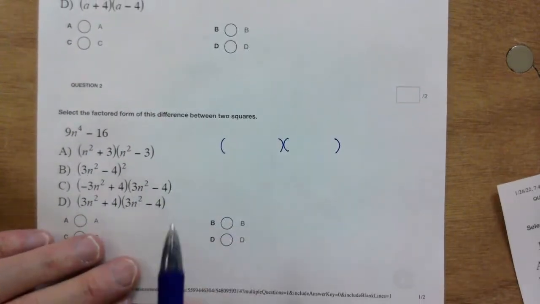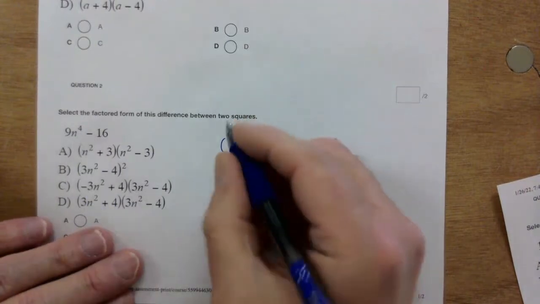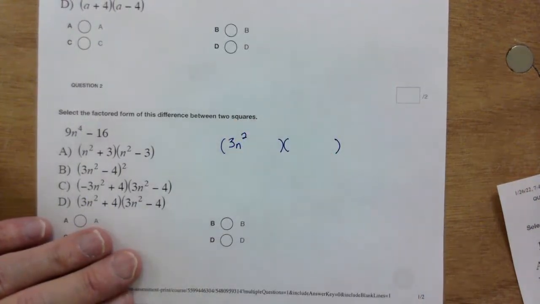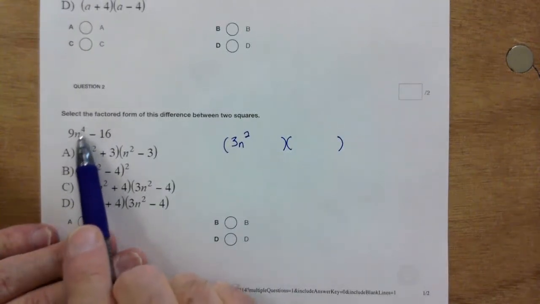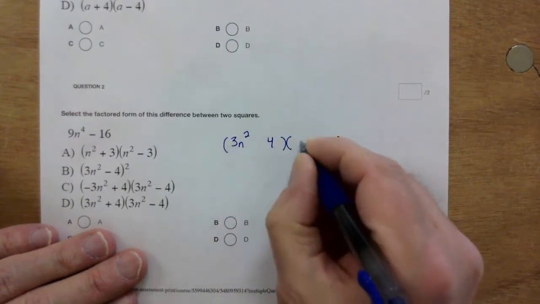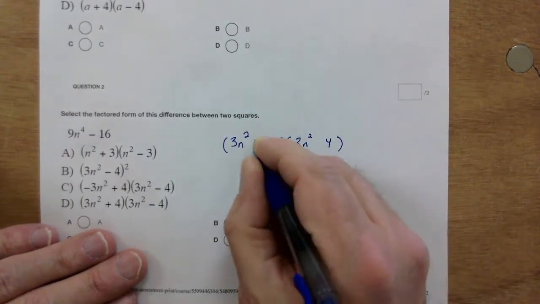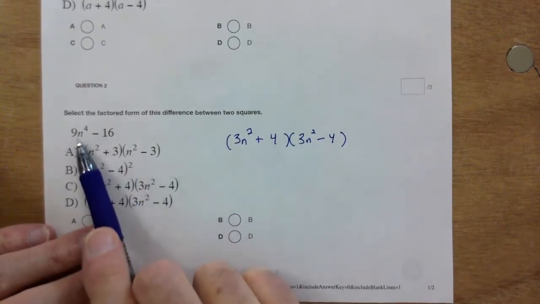Square root of 9n to the 4th. Now be careful, guys. That's 3n squared. All right, this is not a quadratic. This is a quartic. The square root of 16 is 4, though. So again, this is 3n squared, and this is 4. And again, one's a plus and one's a minus. Be aware what the square root of that one is.